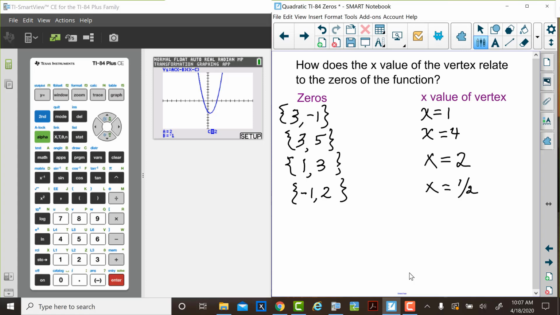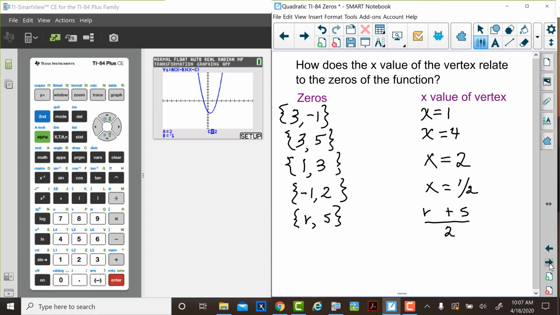And as you may have guessed, and again, you could determine this algebraically, if we add the two zeros, we may write them as R and S, as you might see in a textbook. If you add those two zeros together, R plus S divided by 2 gives the location of the vertex x value. And that should make sense if you think about the symmetry of the parabola around the line x equals the x value of the vertex.